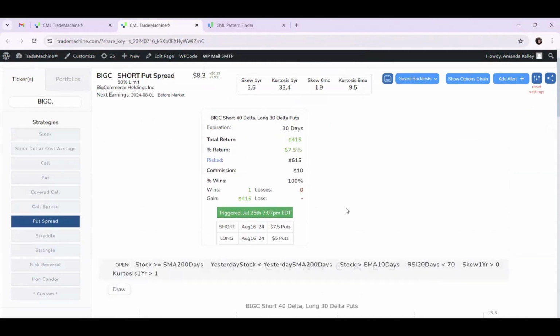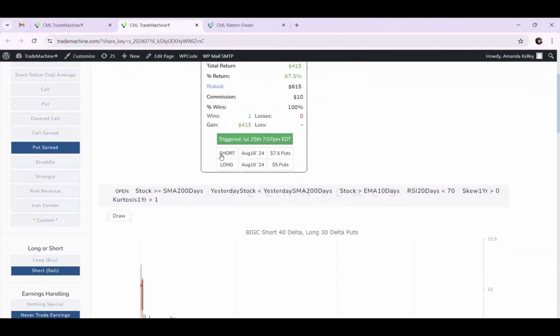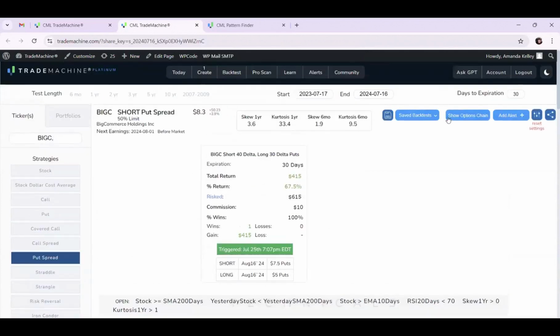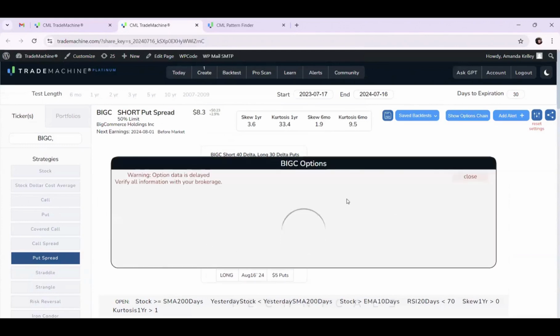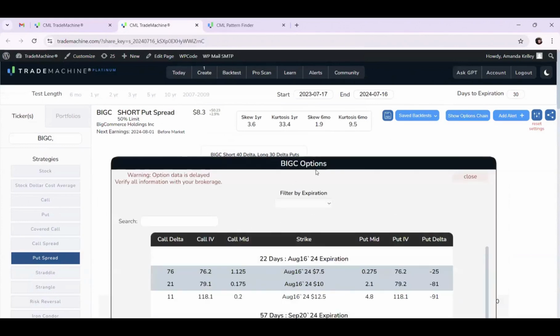Go ahead and plan on taking this trade. So get the options. If you're not a platinum member, this is a platinum feature to show the options. You can always go to the options chain and identify the options based on the settings of the backtest. So we're looking for closest to 30 days to expiration. In that case, 22 is closer than 57, so we will go with the August.